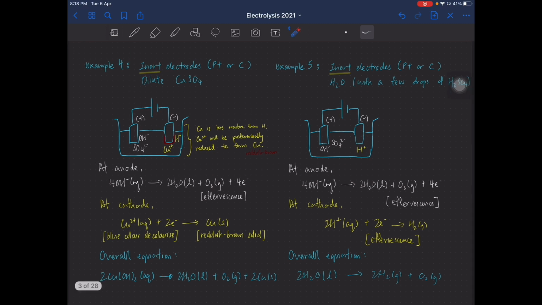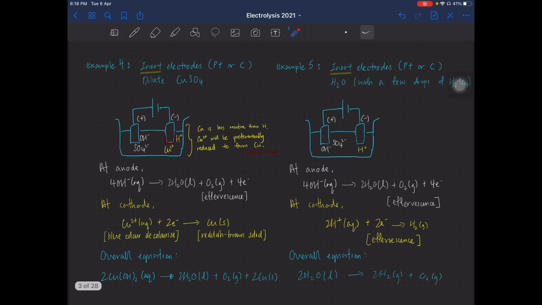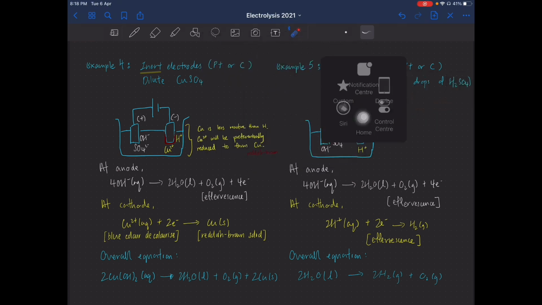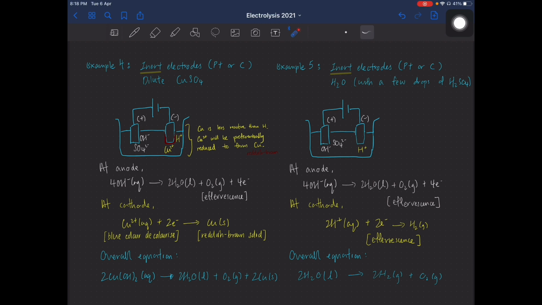Last but not least, we have example 5. Now if you take a look at example 5 over here, you realize that the electrolyte now is just water. And we know that water is actually a covalent structure, and covalent structures are not supposed to be a good conductor of electricity. So they're actually supposed to be poor conductors, except for the macromolecule graphite. Okay, so because water is a poor conductor of electricity, what we do is add in a few drops of sulfuric acid. What this does is that it provides some ions that are much needed to actually kickstart the entire conduction of electricity.